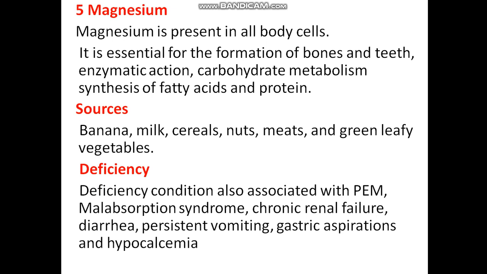Deficiency is also associated with protein energy malnutrition, malabsorption syndrome, chronic renal failure, diarrhea, persistent vomiting, gastric aspiration, and hypocalcemia. In all these conditions, the amount of magnesium is low.